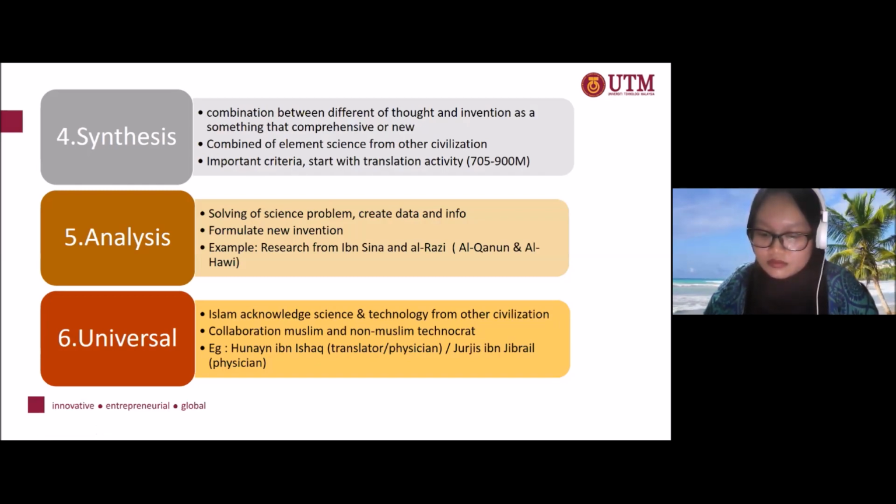And the last characteristic of science and technology based on Islam is that Islam analyzes science and technology from other civilizations also, as long as the knowledge coincides with Islamic Sharia. And also there is collaboration between Muslim and non-Muslim technocrats. For example, Hunain ibn Ishaq, who was a Christian translator and also a physician, and Jurjis ibn Jibril, who was a physician. Hunayn ibn Ishaq gained recommendation after studying Greek for several years, which allowed him to become known in later centuries for his translation.